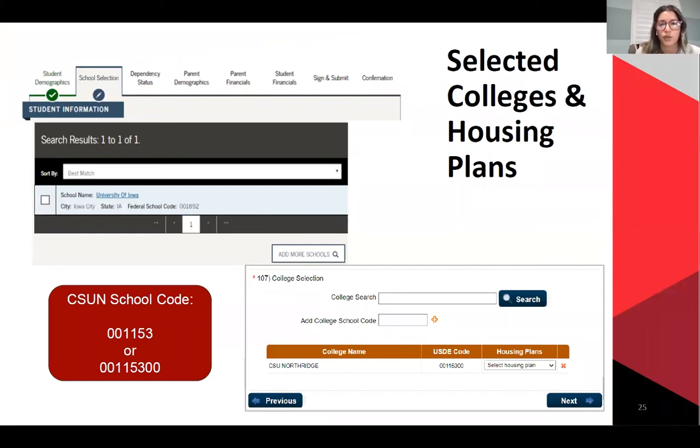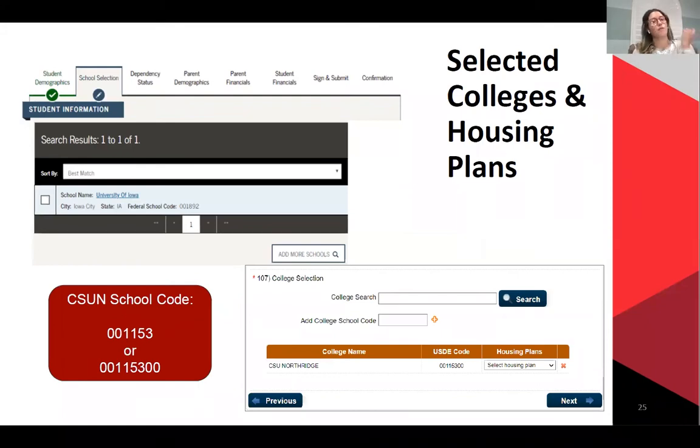Again, this is where you're going to look up your school. The easiest way to find your school is by using our school code. You can see it on there, 001153 or 00115300. Once the school has been selected, you will be prompted to select your housing plan or living arrangement.